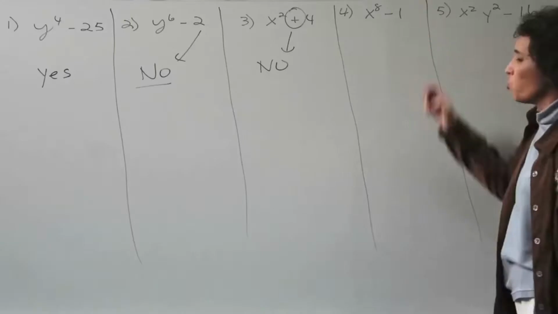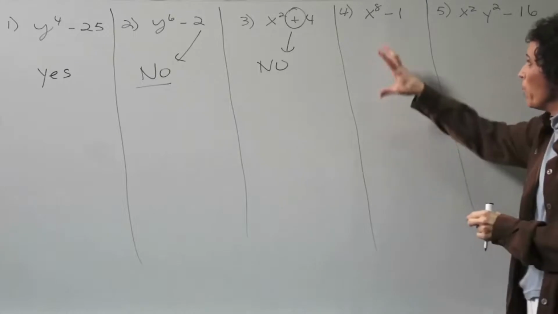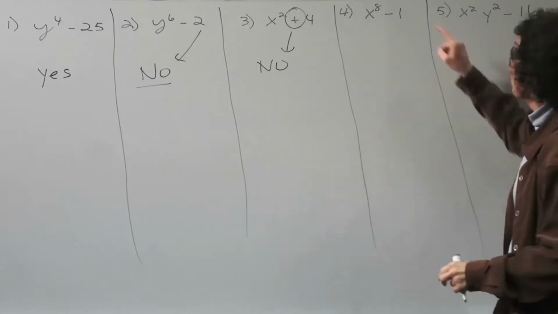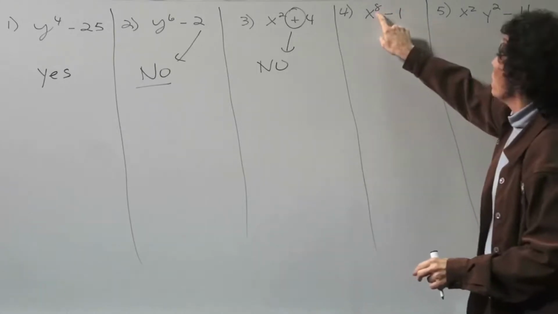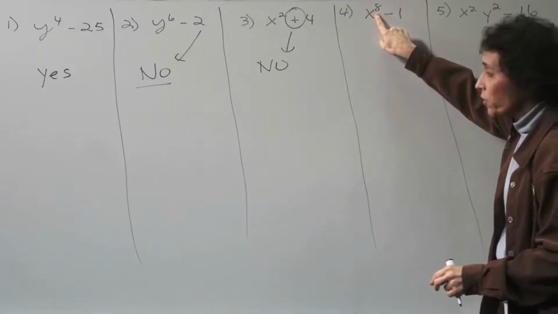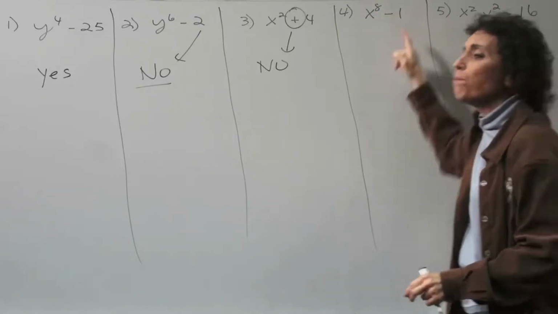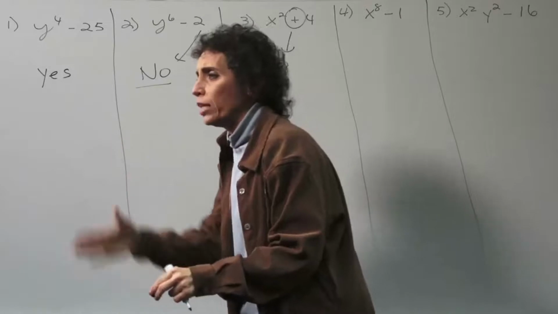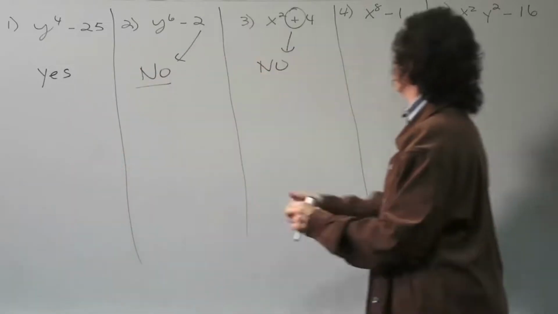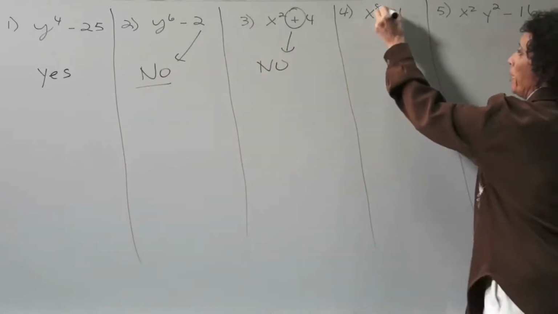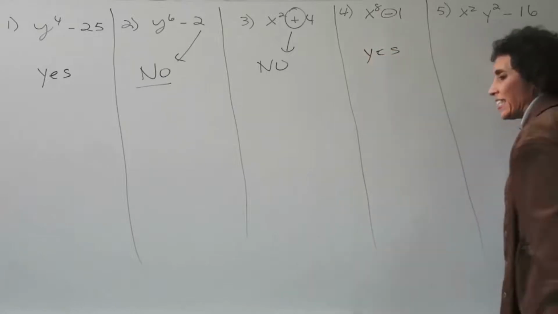Okay. Let's look at this one. x to the 8th minus 1. This might be a little deceiving. We look for an even exponent. We have it. So that's a perfect square. 1 is a perfect square, absolutely, because 1 times 1 is 1. And it's separated by a minus, so this is a yes.